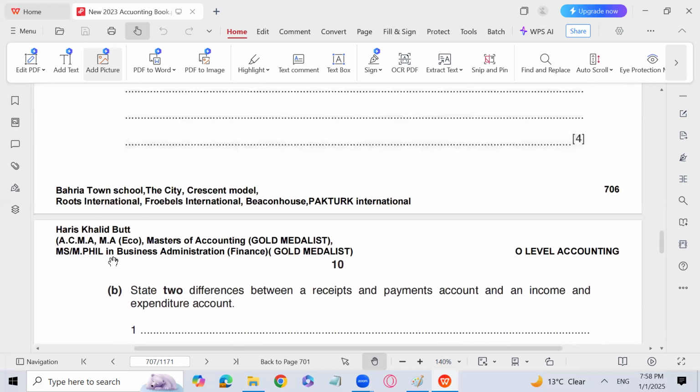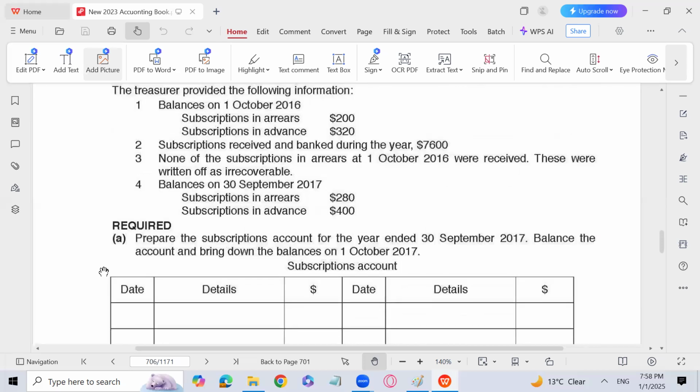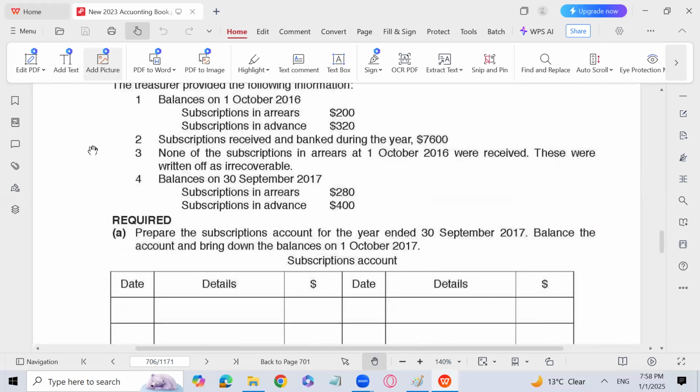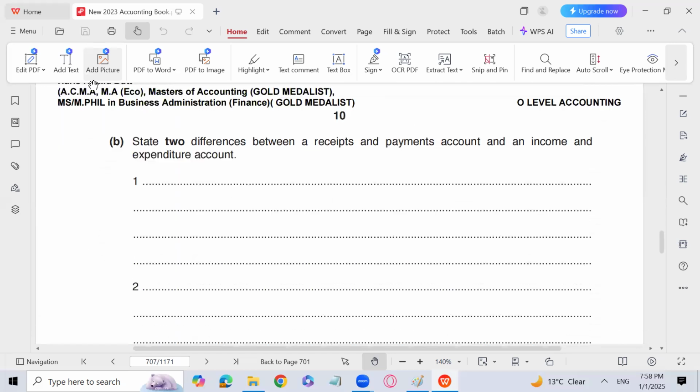The second thing which is very important is that the social club suggests that we have subscription income. We have prepared the subscription account.